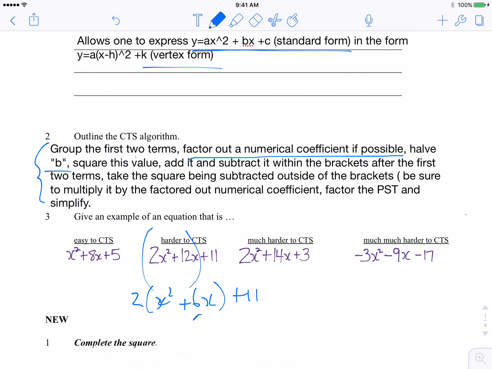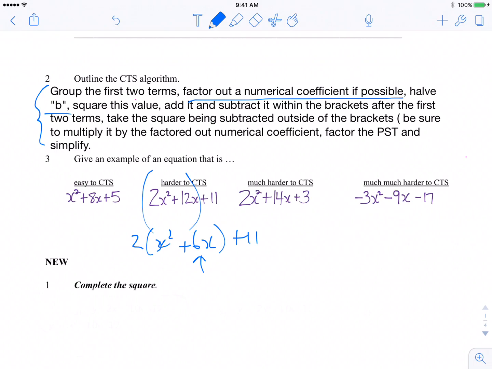Have b. So in this case, our b is now 6. Half of b is 3. So we're going to write x squared plus 6x, and it says square this value. Well, half of b, half of 6 in this case, is 3. Squared is 9. Then it says add it and subtract it within the brackets. So plus 9 minus 9. And you still have your plus 11 outside. So add it and subtract it within the brackets after the first two terms. So after these two, you add it and subtract it.